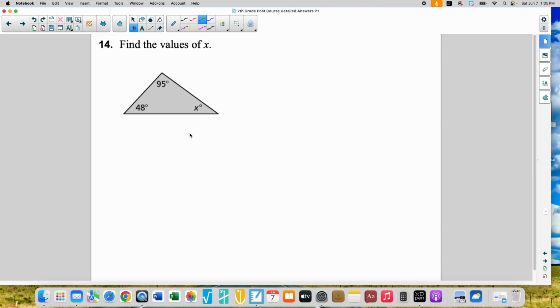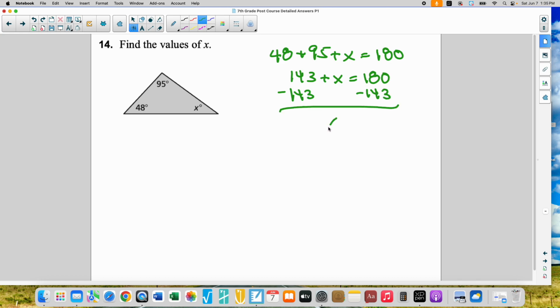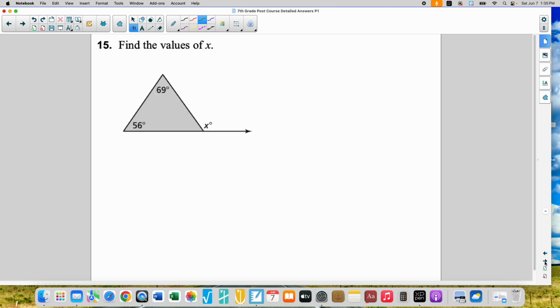Find the values. The sum of the angles of any triangle is always going to add up to 180 degrees. So you have 48 plus 95 plus your missing angle is going to add up to 180. So we'll add those together. Remember, we always simplify. So that's 143 plus x equals 180. We will subtract 143, leaving us with x equals 37 degrees. And that missing angle is 37 degrees.